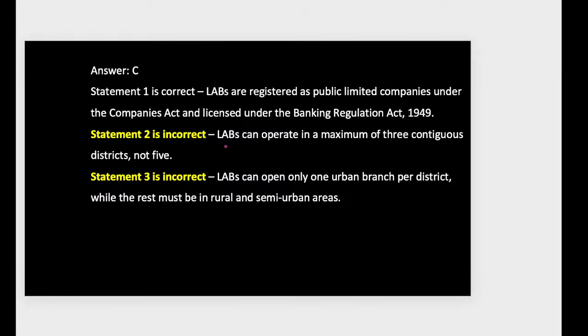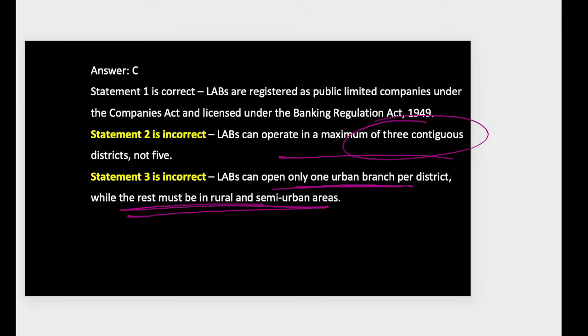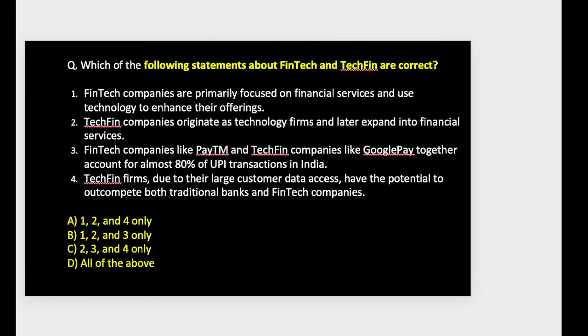So a LAB can operate in a maximum of 3 contiguous districts. A LAB can open only 1 urban branch per district, while the rest must be in rural and semi-urban areas. I have kept a note in the beginning itself, so you can go through that. Next one guys.